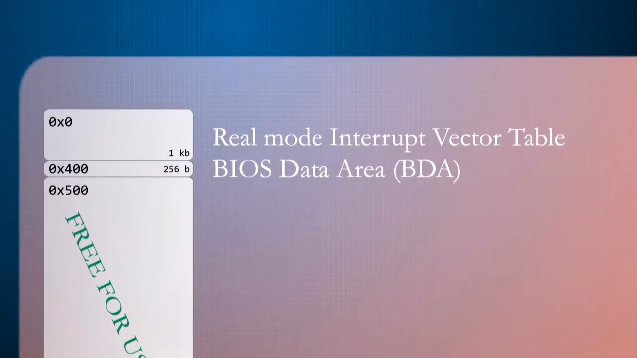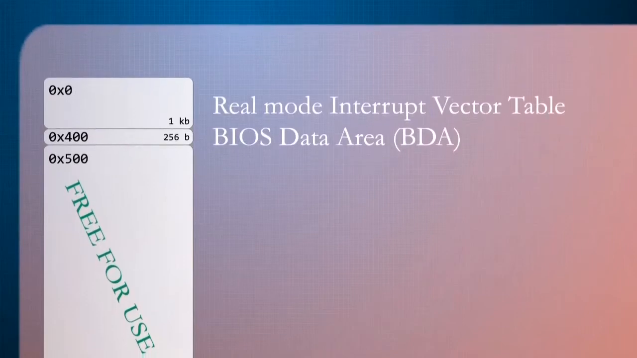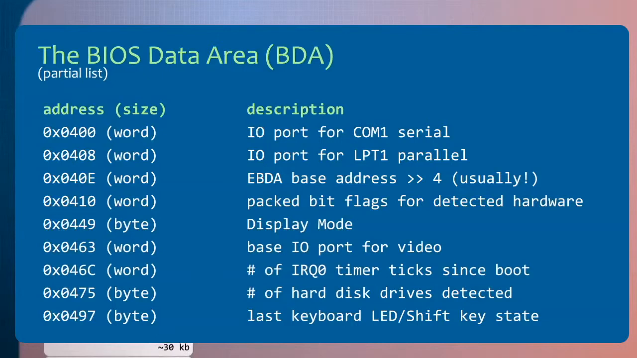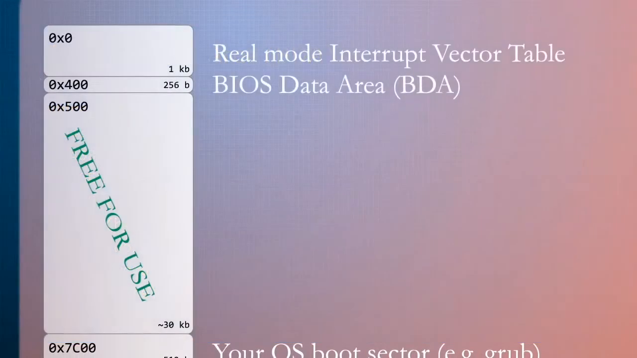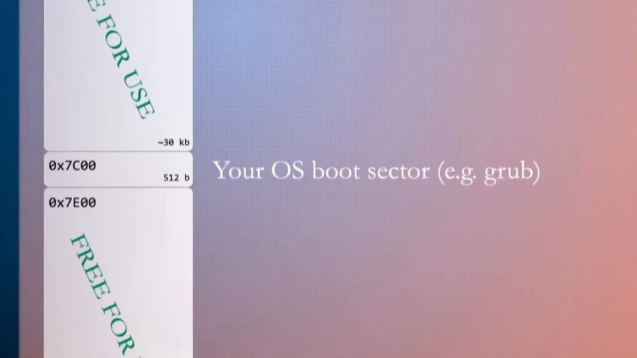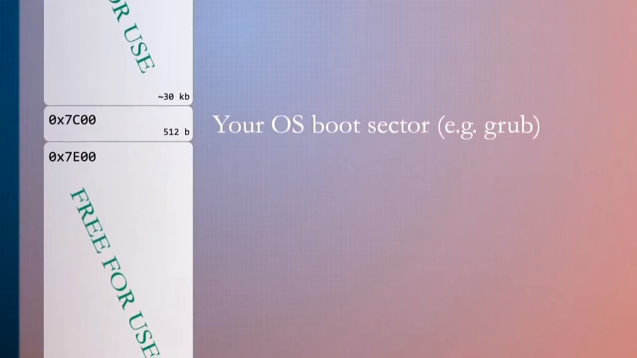The BIOS data area contains some information related to the computer. Most of it is obsolete and uninteresting. Some useful information may be, for example, the display mode or the base I/O port for video, but most of it is useless. The operating system boot sector, that's where the first sector of a floppy disk is loaded, for example the first stage of GRUB.